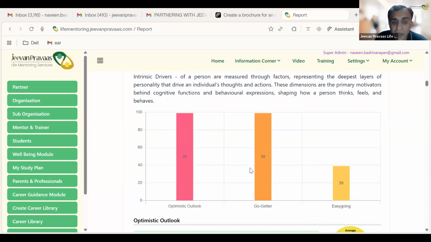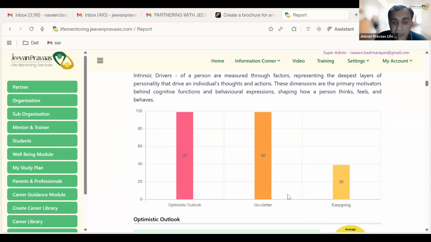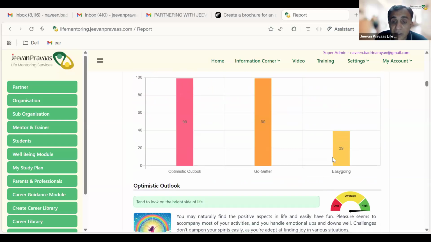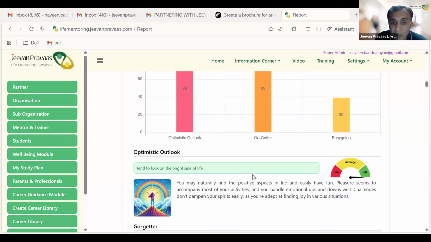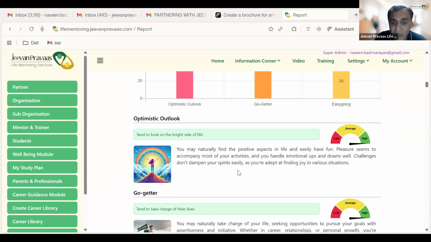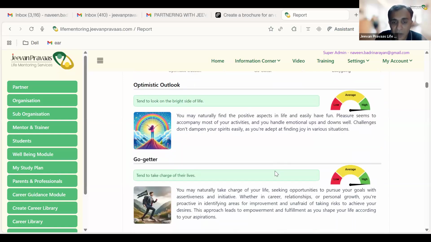Yes. So this is the report of it. Intrinsic drivers: if you look at it, optimistic outlook is 99, go-getter is 99, easygoing is 39. Looking at the top ones, optimistic outlook means you naturally find the positive aspects of life, easily have fun, pleasure seems to accompany, and you handle emotional ups and downs very well. So basically, you're a very optimistic person. That's coming out here.